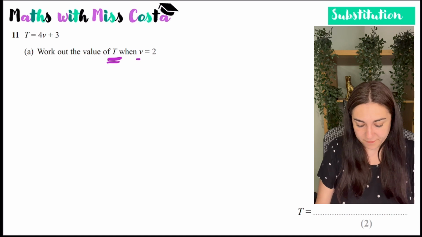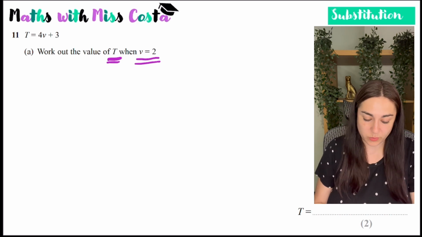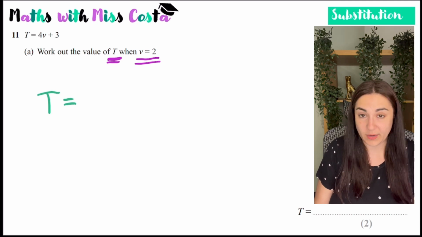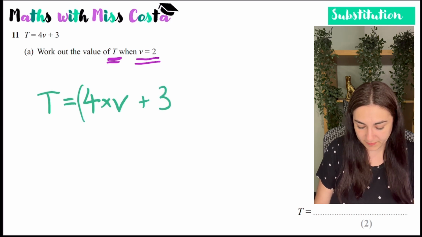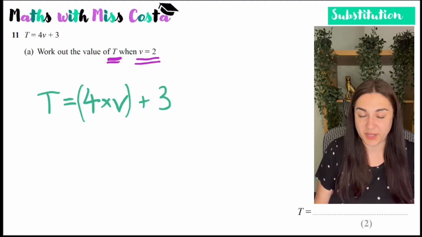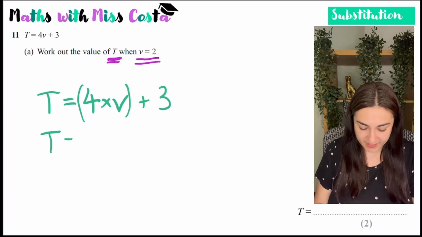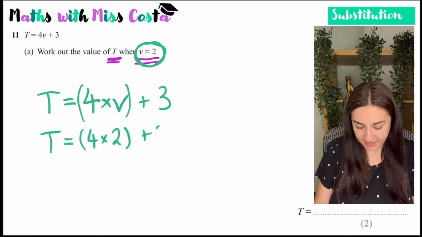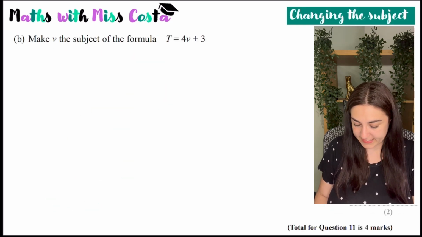Okay, next I have to work out the value of t when v is 2. So this is a substitution question, and it's always really helpful to actually write down what the formula means. So t equals 4v, and when a number and a letter are next to each other in algebra, it means they're being multiplied. So t equals 4 times v plus 3. And you might just want to put it in brackets to indicate that that's what you do first, because using BIDMAS, you always do multiplication first. Well, before addition anyway. So I know that v has a value of 2, so I could write that as 4 times 2 plus 3, and 4 times 2 is 8, and then 8 plus 3 is 11. So t would be 11.